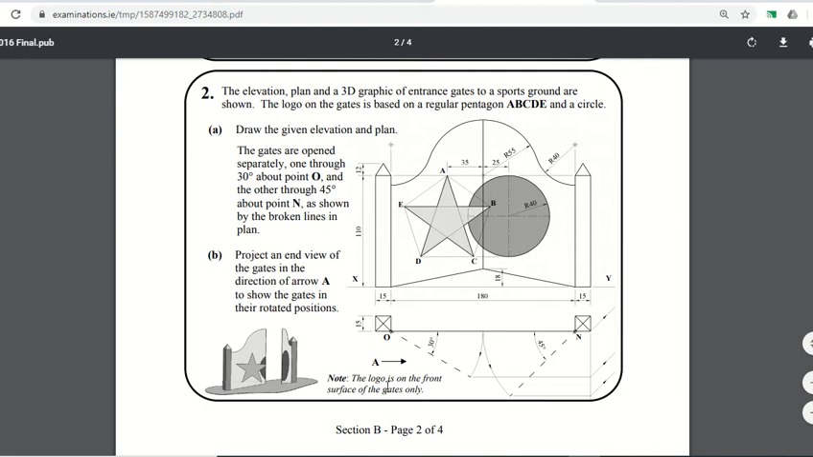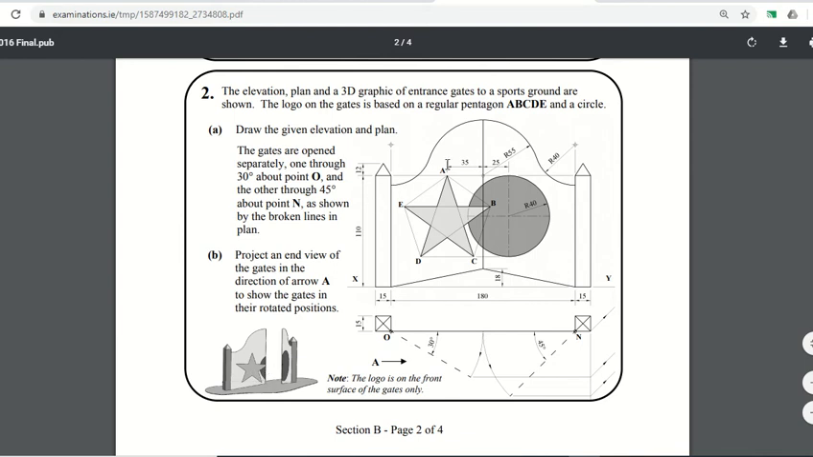There is one other thing that's important, because it will stop us doing too much work: this thing they've put in italics. They should really have made more of a deal of it. The logo is only seen on the front surface of the gates. So when it's open, if you can picture yourself here, you are going to be able to see just about the inside of that gate. You're not actually going to see that circle on the other side of the gate. When you look at it from the left, you'll just see the star and that part of the circle.